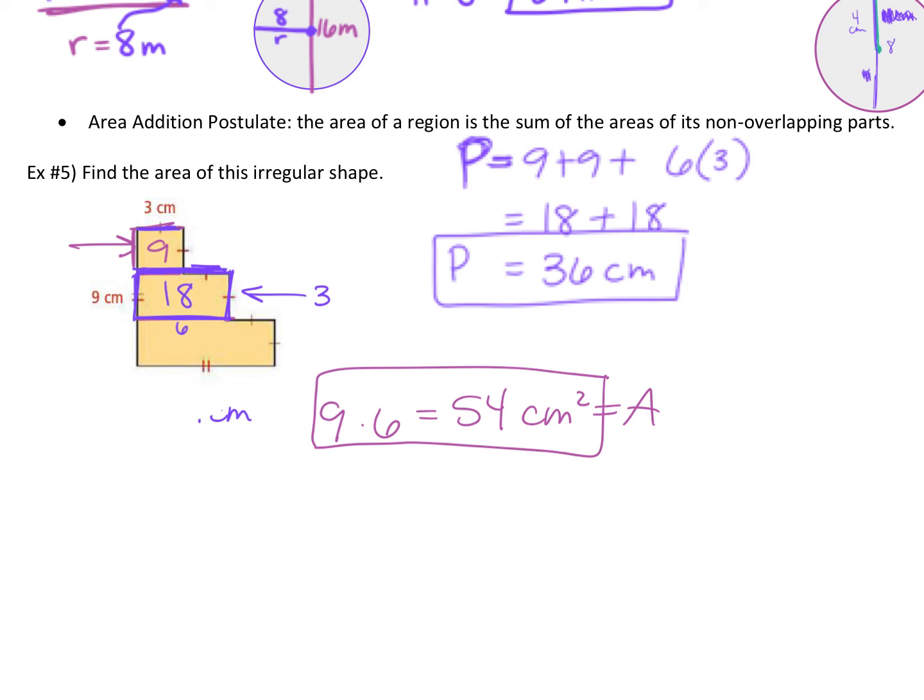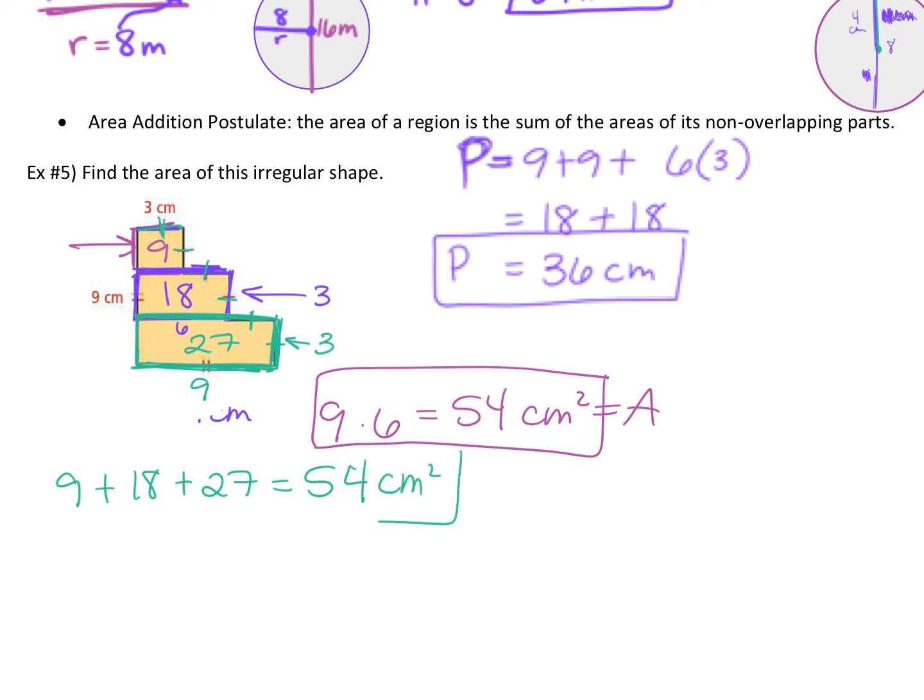What are the dimensions of this last one? 9 by, what's this one? 3, right? Because it's all the individual. So 9 times 3 is 27. So you could go 9 plus 18 plus 27, but guess what? You still get 54 square centimeters.